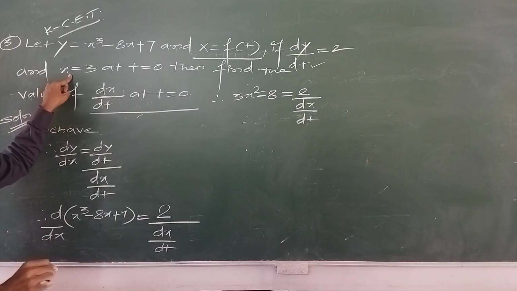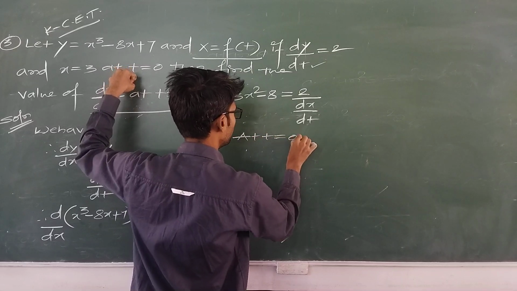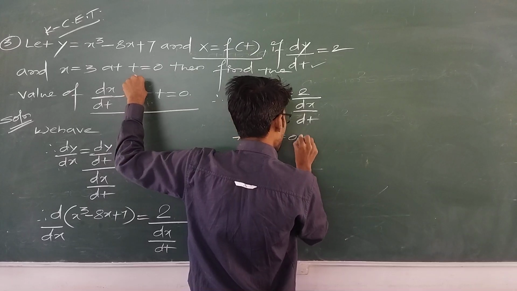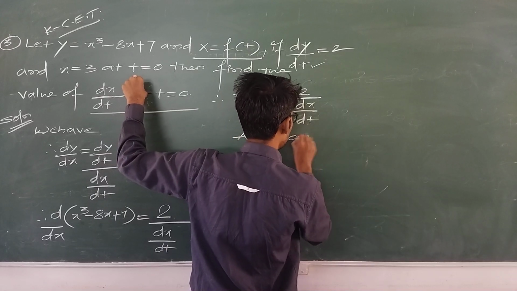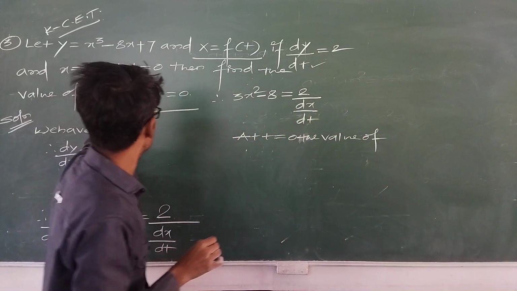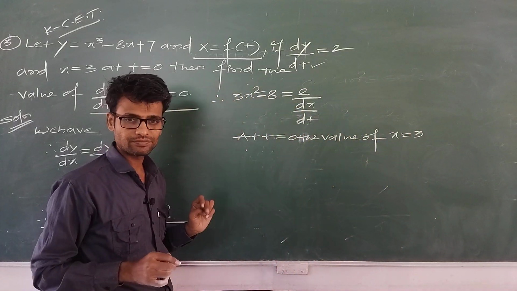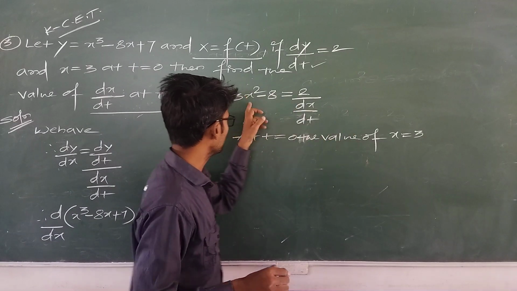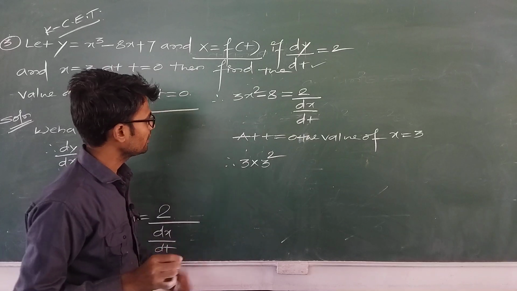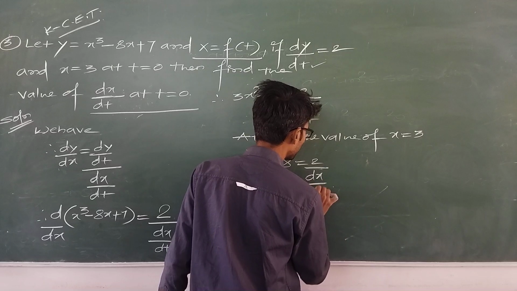So now at t equal to 0 you find dx by dt. At t equal to 0, the value of x is given: at t equal to 0, the value of x is 3. And you take the value of x equal to 3 in this one. So therefore, I will write 3 into 3 square, because x is 3, minus 8, is equal to 2 divided by dx by dt.